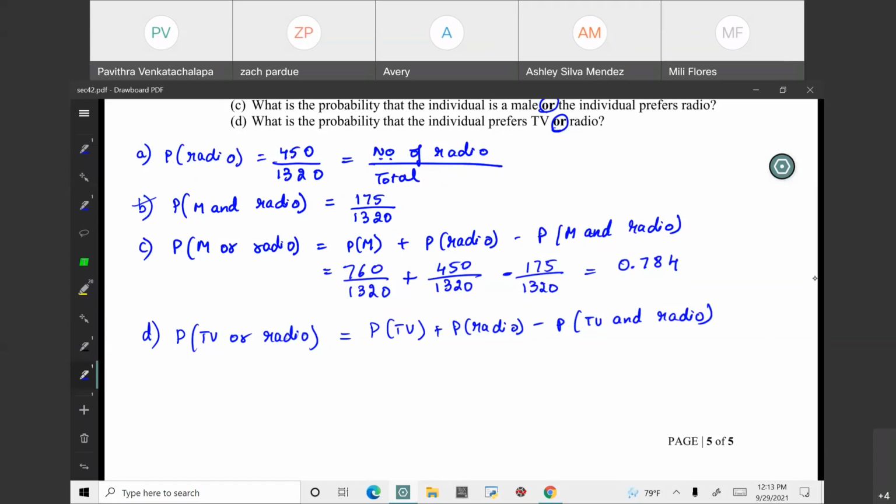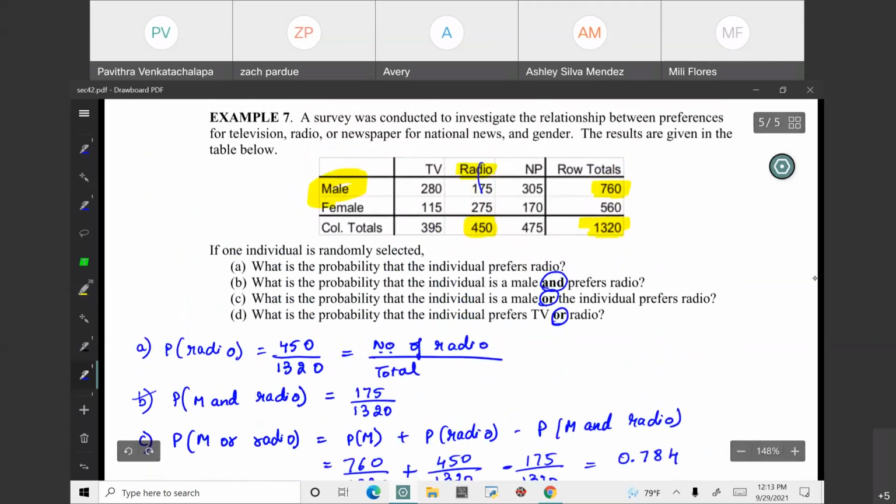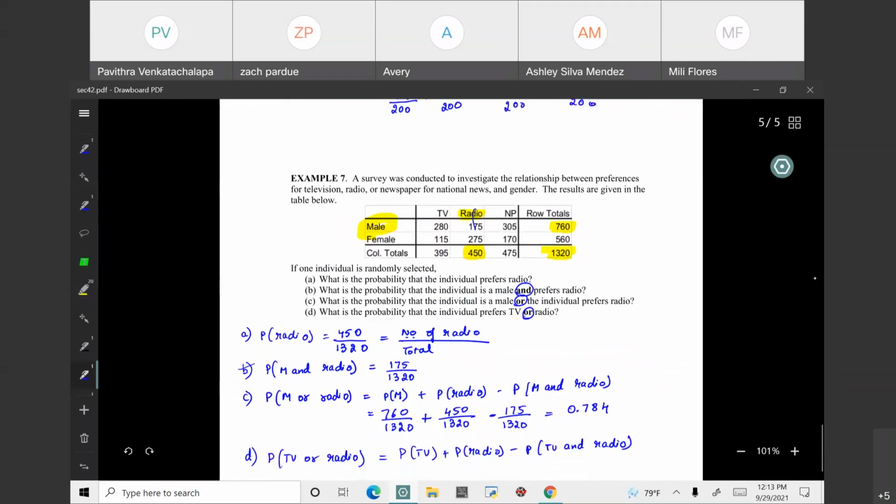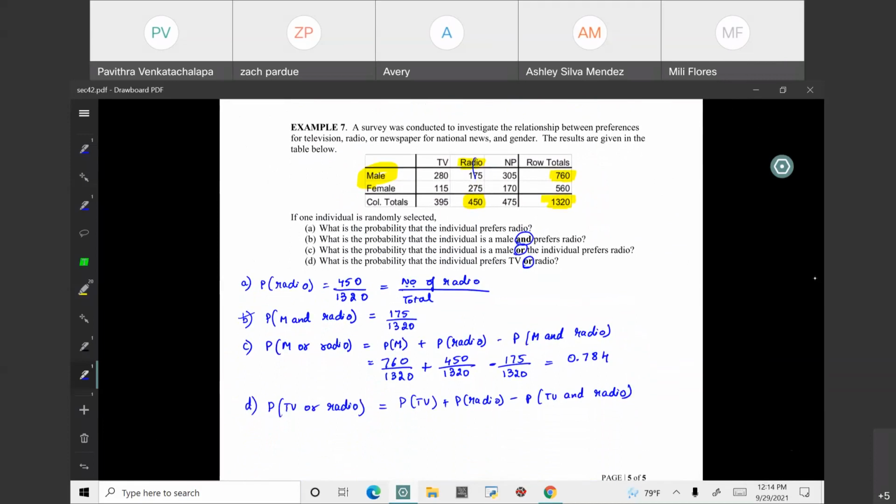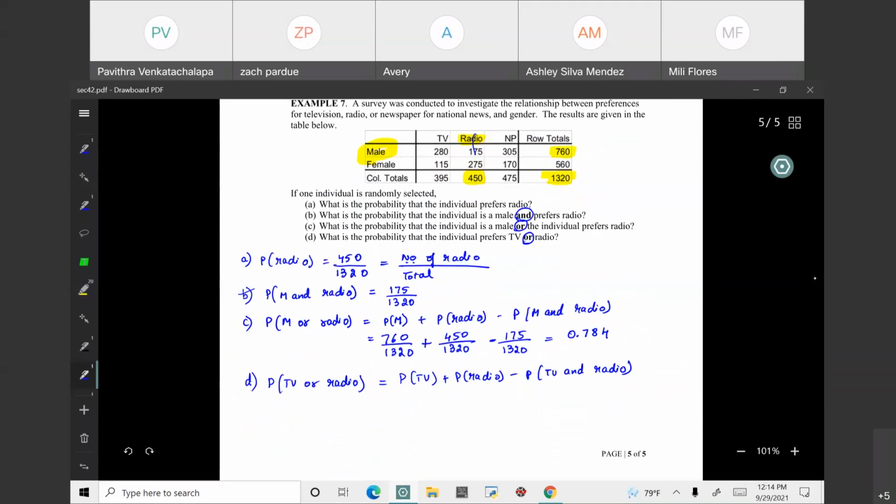So what is probability of TV? Anyone with the answer? Probability of TV. Very good. 395 over 1320. Probability of radio. Very good. 450 over 1320. TV and radio. This is the tricky part. TV and radio.